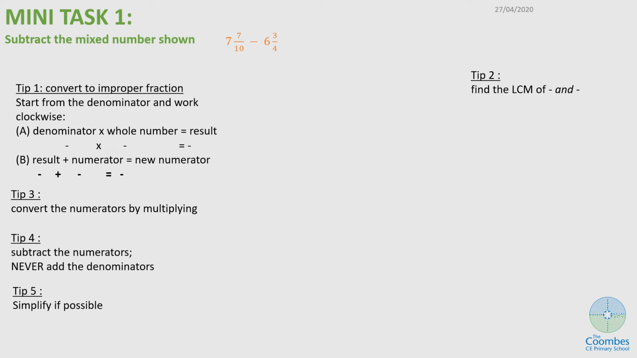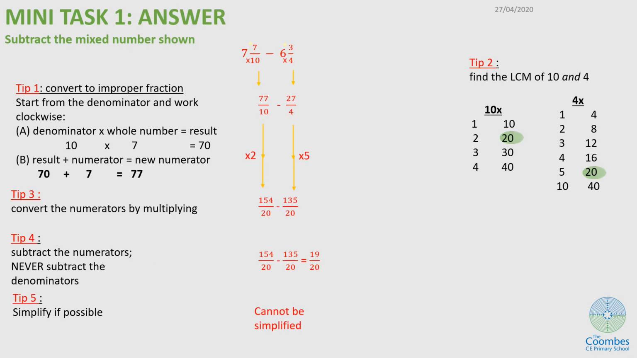What I want you to do is to pause the video at this point and do this. 7 7/10, take away 6 3/4. How did you do?